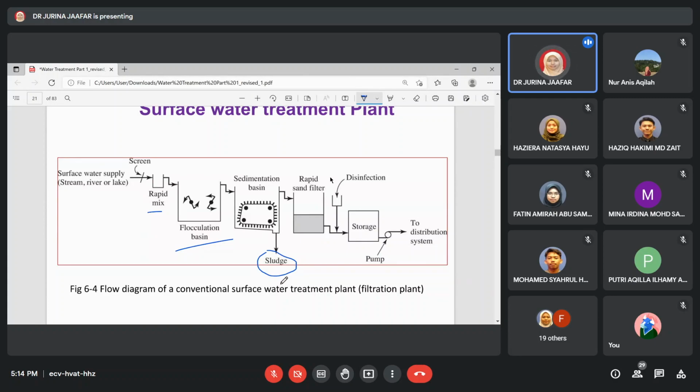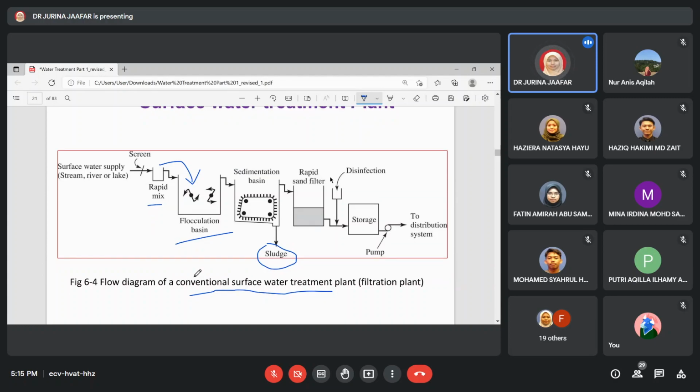So this is what we call a treatment that we name as a conventional surface water treatment plant. It's a filtration plant, sebab ada process of rapid sand filter di situ. So that's why it's called a conventional surface water treatment plant, in bracket filtration plant. So we will start on the calculation on the rapid mix and also look at the flocculation basin, because these both ada kaitan. So this is what we're going to see.